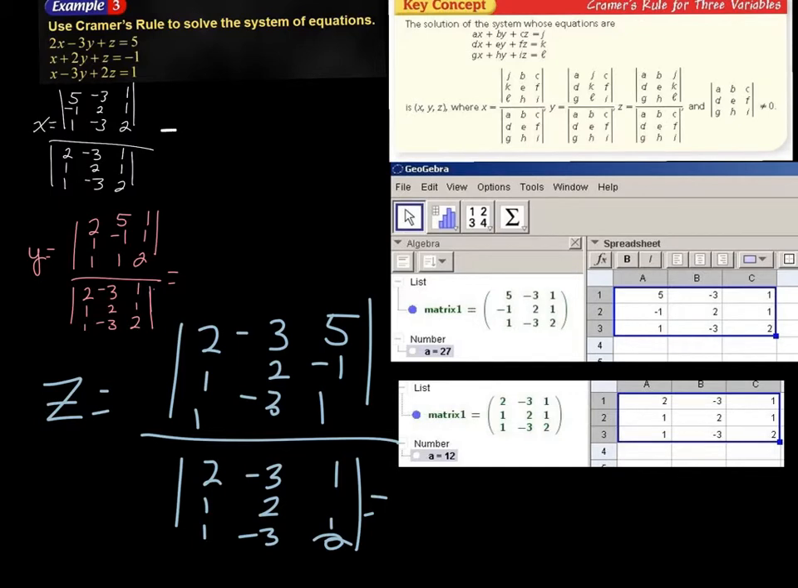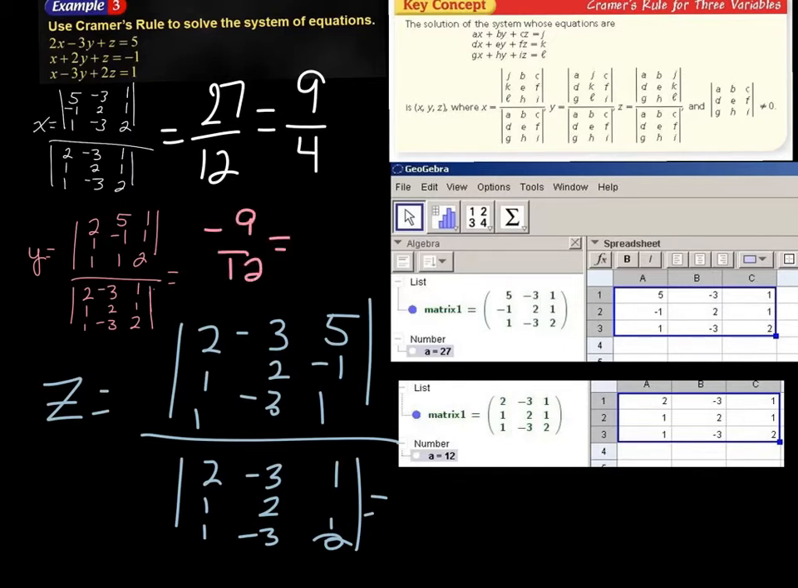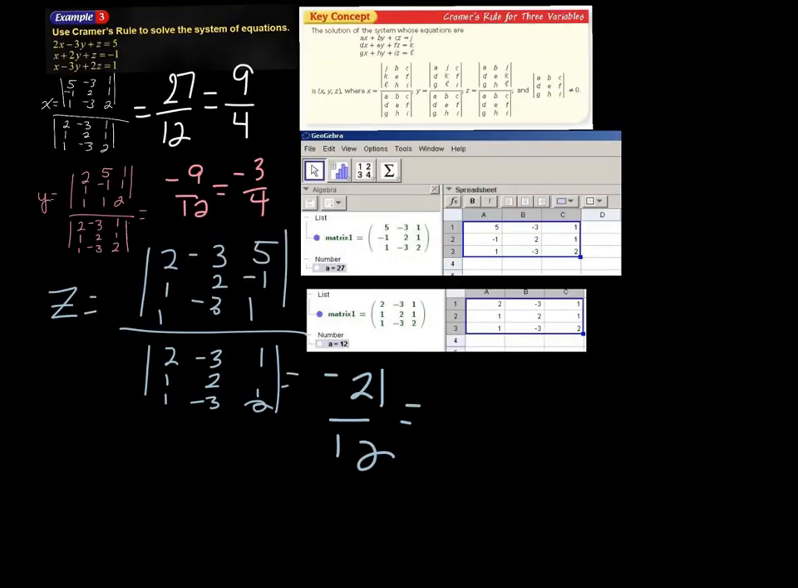Using algebra, I have 27 over 12, which would reduce to the lovely number of 9/4. Aren't you glad you didn't do this by substitution or elimination? And once I already have the denominator done, I don't need to keep doing it over and over again, so I only have 2 more 3 by 3s to do. And the 3 by 3 for Y comes out as -9, which reduces to -3/4. And Z is -21/12, which reduces to -7/4.